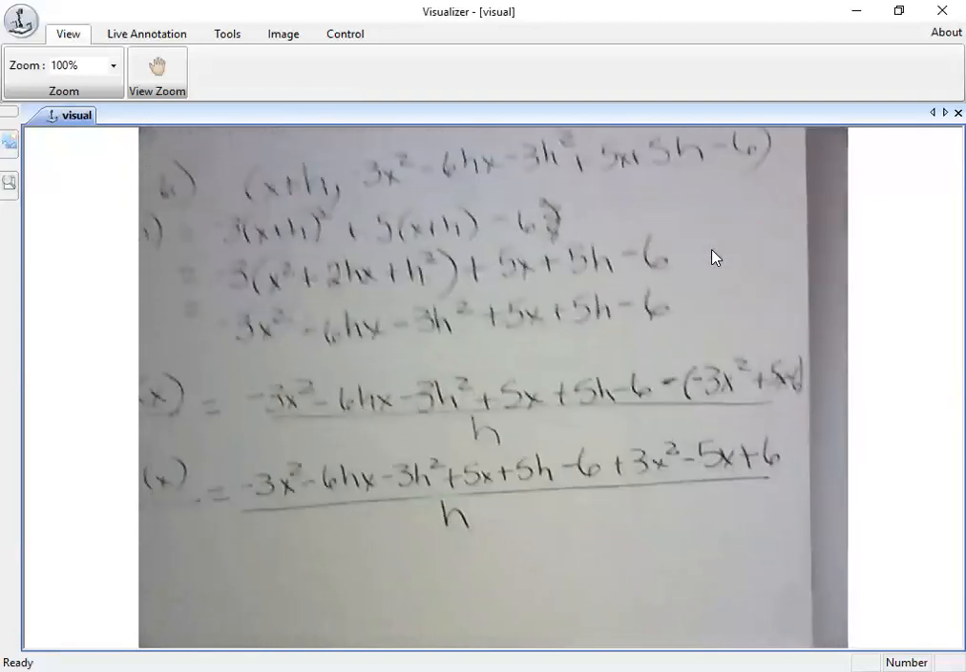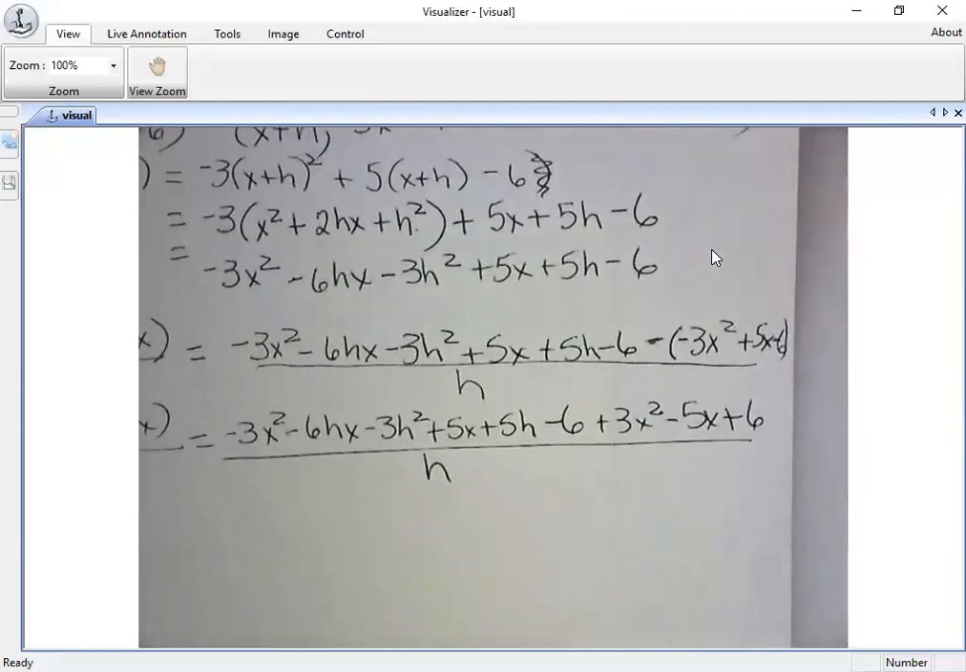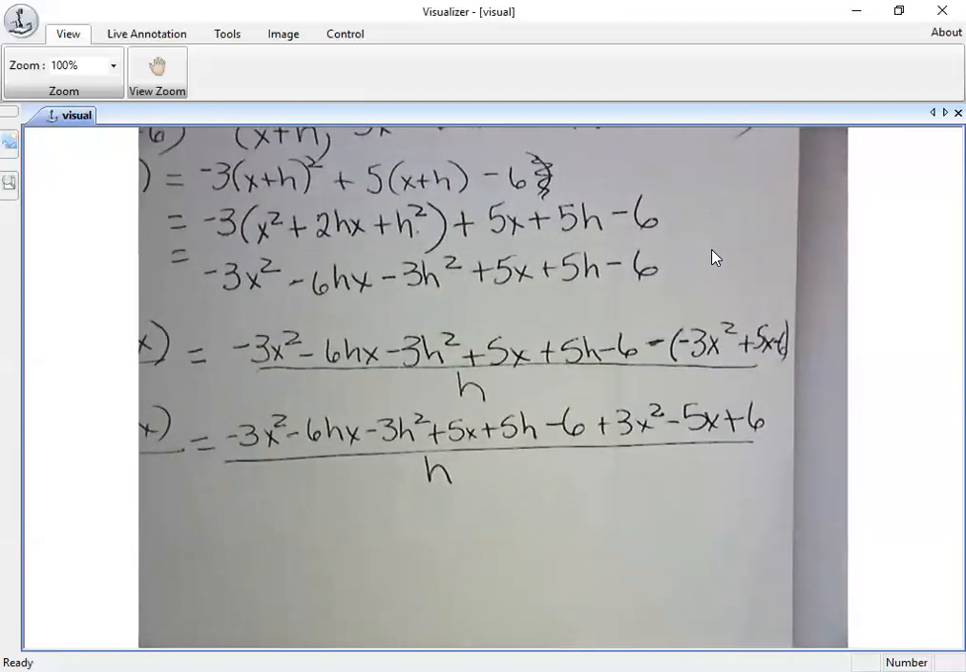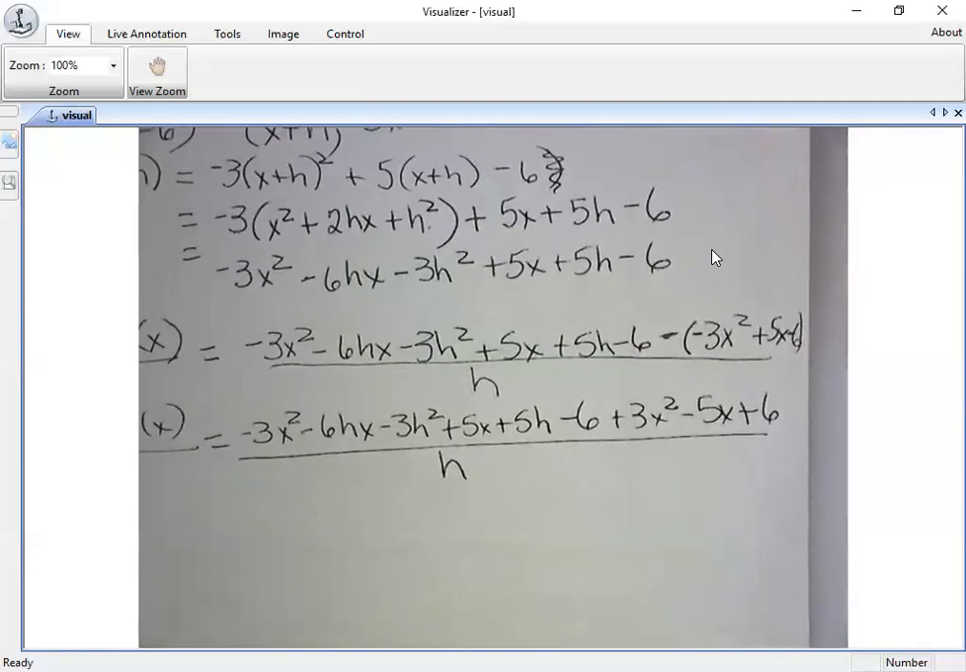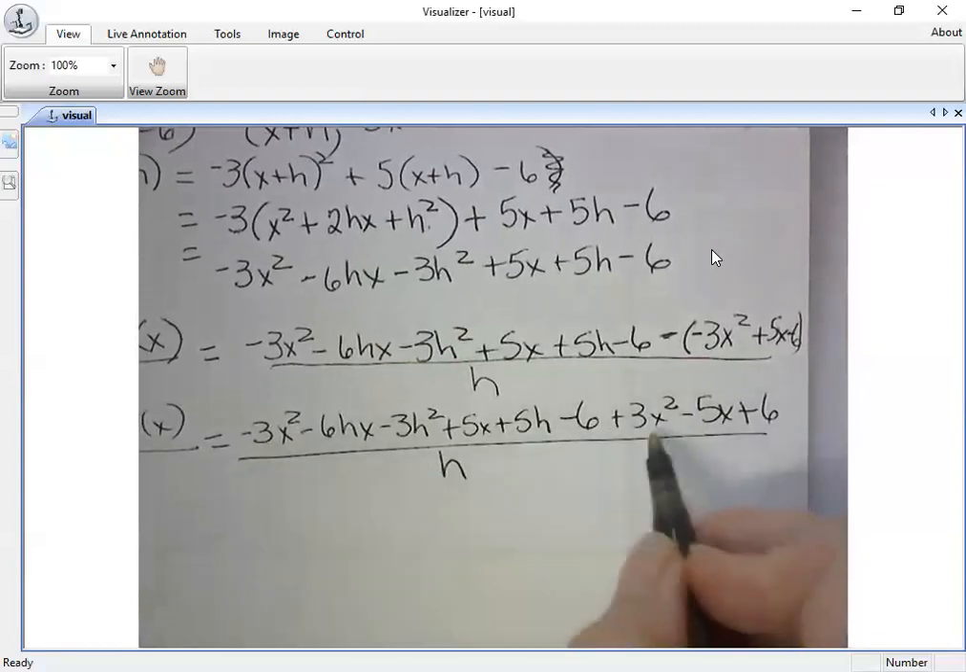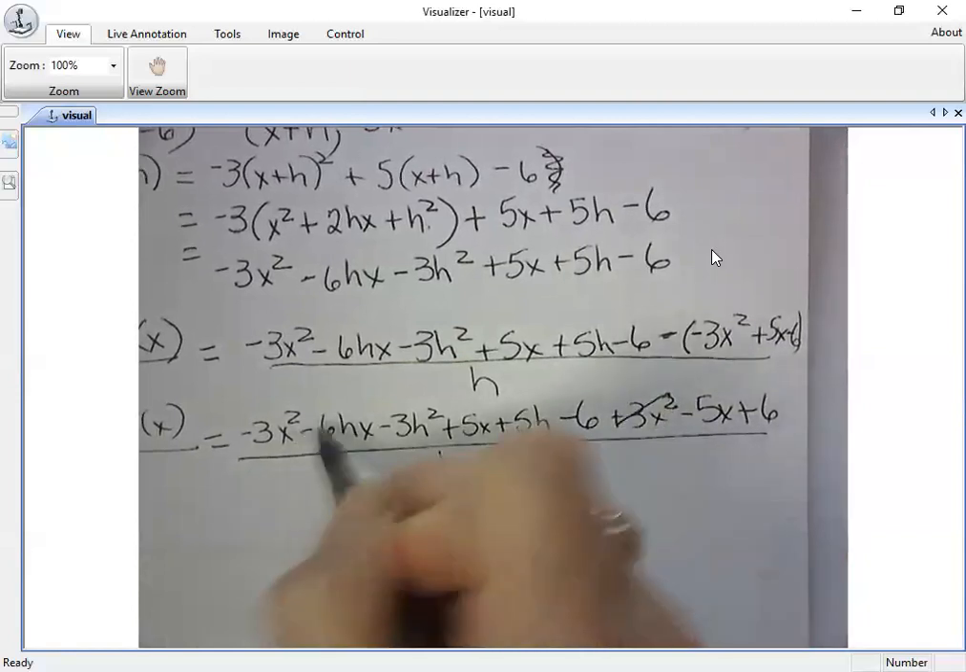Woo. Okay. Anything cancel? This will tell us if we've done this right. What do you notice? Okay, if I look right here, there's a negative 3x squared and a positive 3x squared. They're gone.